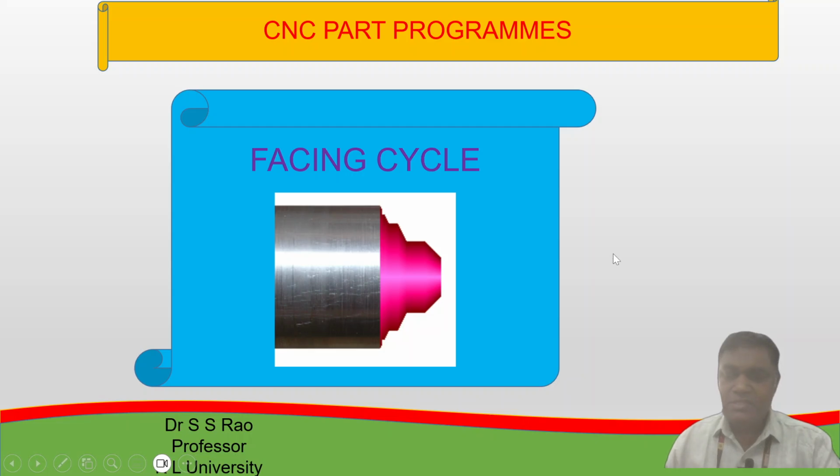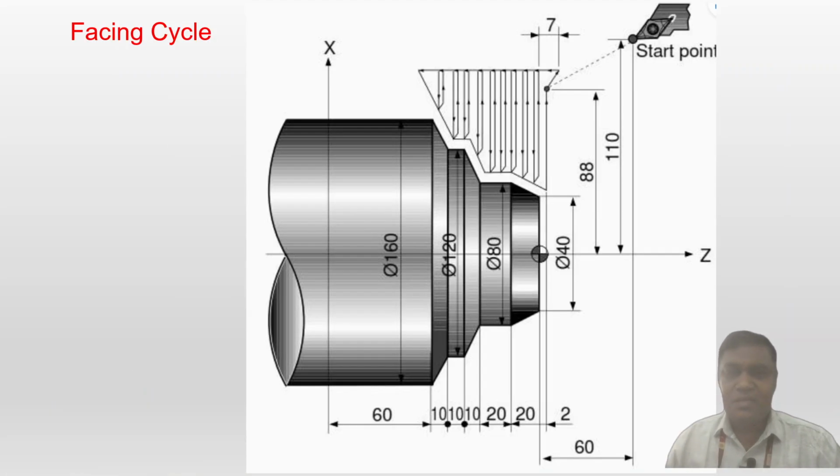Why are we using the facing cycle? The main reason is that the diametrical values are larger compared to the length dimensions. Here the longitudinal dimensions are 20, 20, 10, 10, 10, while the diametral values are 40, 80, 120 and 160. When the diametral values are larger, you can prefer the facing cycle rather than the plain turning cycle. Both are possible, but it is better to use the facing cycle to prepare this part program.